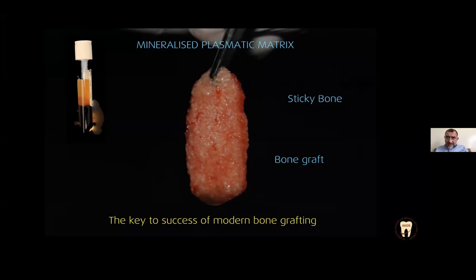We can call it MPM, we can call it sticky bone, we can call it a bone graft. In my mind, I think that it's the same. It's the same, and it's the key of success of modern bone grafting.